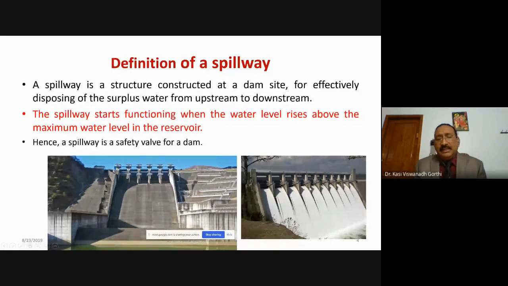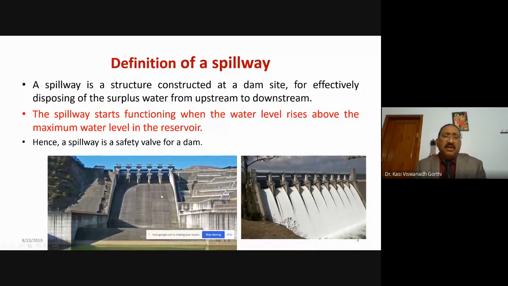If you see here in the right side picture, you must have seen these gates which are provided for this spillway. Over the crest level of the spillway, the gates are provided. Depending on the inflow flood that is coming into the reservoir, the gates will be opened, which allows the water to flow to the downstream portion. Thereby, the maximum water level on the upstream side in the reservoir will be safely maintained.